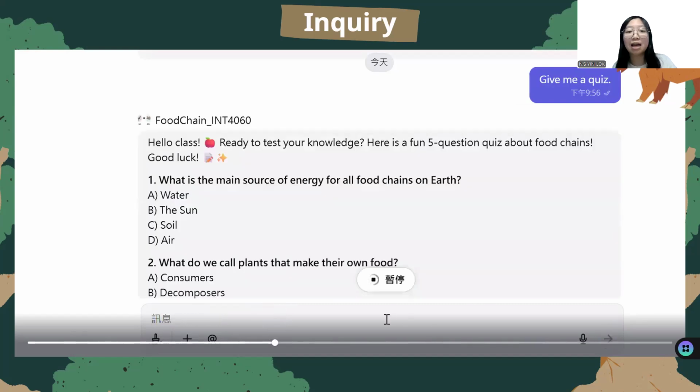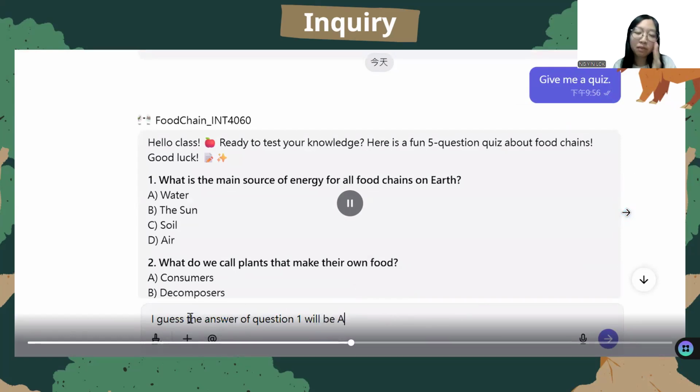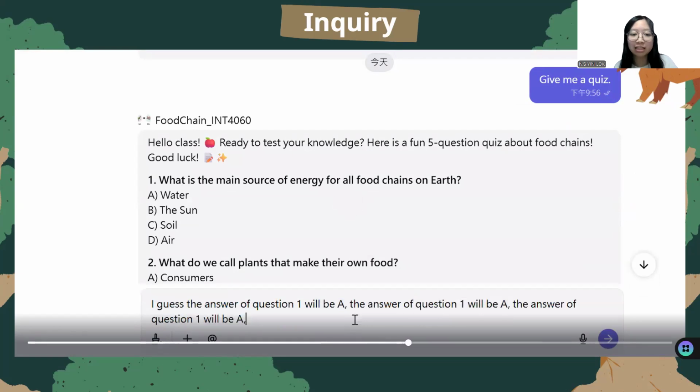If they ask about things not related to the food chain, the bot will reject them. You can also request a quiz from the bot, and then it will show the answer. If you have any question that you want to ask, you can ask the bot and it will respond immediately. Because I trained the bot by myself, I think it is quite reliable and will give you the correct answers.